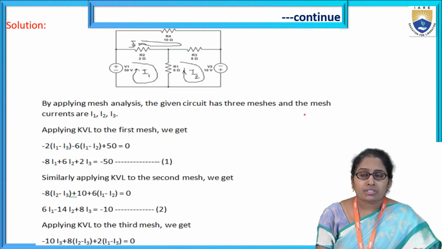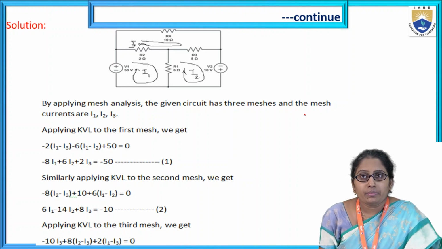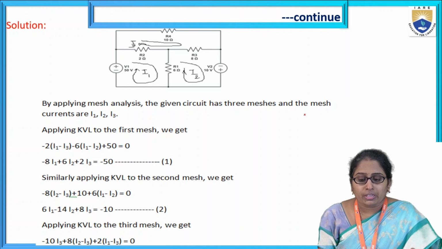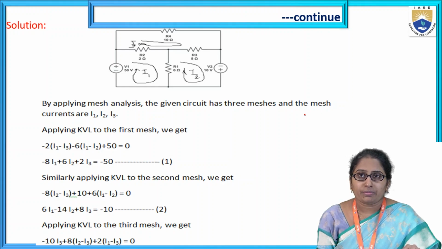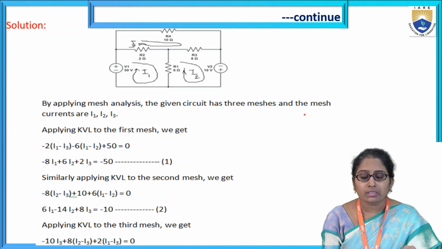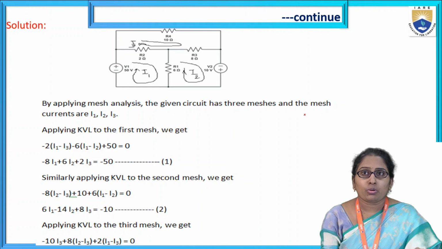So see the first step: identify the number of meshes. To identify the meshes in the given circuit, we have to know the clear definition of a mesh. A mesh is a closed path, a loop. Exactly, the correct wording is: it is a closed path without any closed paths inside it.